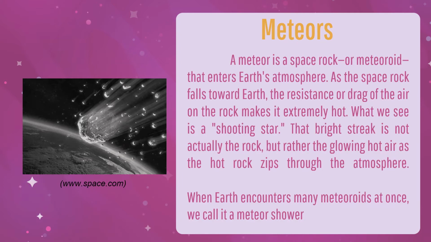A meteor is a space rock or meteoroid that enters Earth's atmosphere. As the space rock falls toward Earth, the resistance or drag of the air on the rock makes it extremely hot. What we see is a shooting star. That bright streak is not actually the rock, but rather the glowing hot air as the hot rock zips through the atmosphere. When Earth encounters many meteoroids at once, we call it a meteor shower.